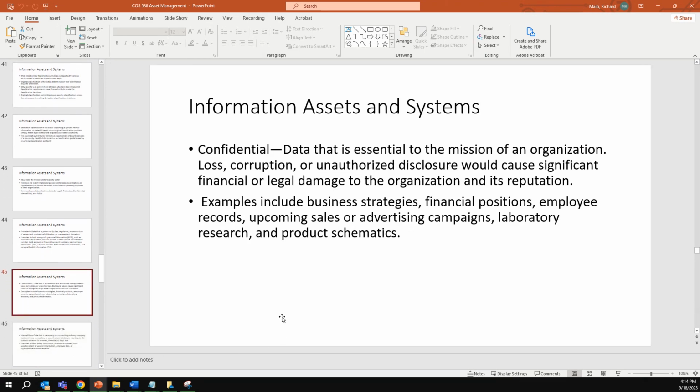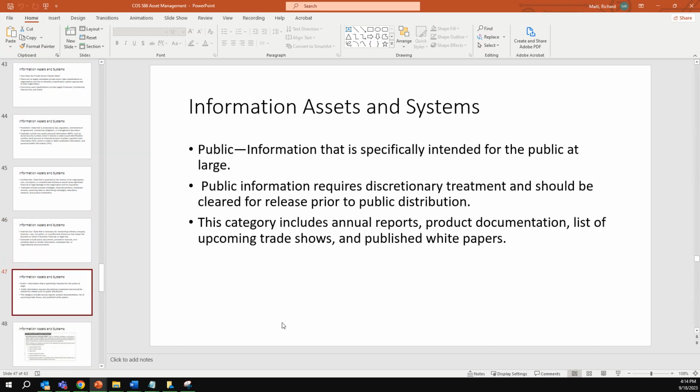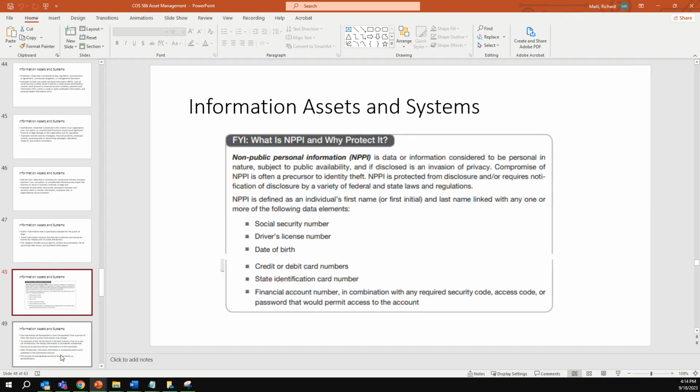confidential, so data that is essential to the mission of the organization. So business strategy, financial position, employee records, things like that. Internal use is data that is necessary to conduct ordinary company business. So policy document, policy manual, non-sensitive client or vendor information, employee list, and so forth. Public, so information that's intended for the public. So annual reports, documents that are released, product documents, trade show papers, and things like that.